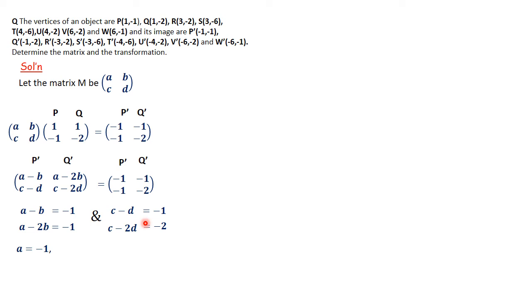And having eliminated, I did get the values of A to be negative 1, B is 0, C is 0, and D is 1. Now we have the values of A, B, C, D, which is negative 1, 0, 0, 1. That tells us the matrix M that we wanted is negative 1, 0, 0, 1. And so we have answered the first part of the question. Determine the matrix that transforms P, Q, R, S, T, U, V, W to P prime, Q prime, R prime, S prime, T prime, U prime, V prime, W prime. That matrix is this one here.